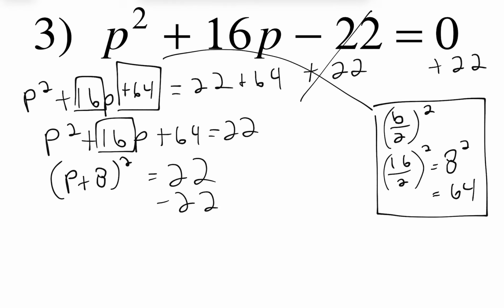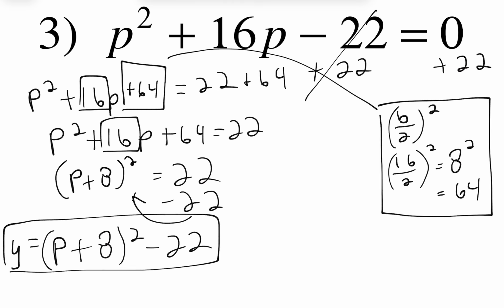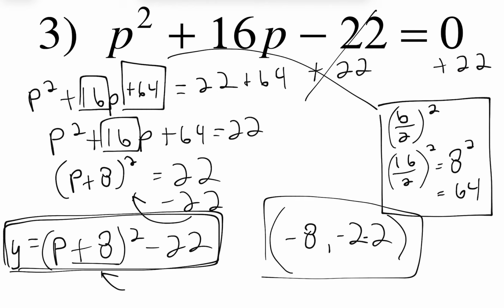If we simply subtract 22 from both sides, we get p plus 8 squared minus 22. We could throw a y in front of it. And this right here is our vertex form. So we know our vertex is the opposite of this one. So that would be a negative 8, comma, negative 22. So this is our vertex. This here is our vertex form. Vertex is always the opposite of this one, comma, this one as it is with its symbol.